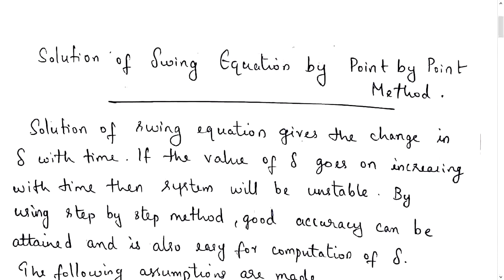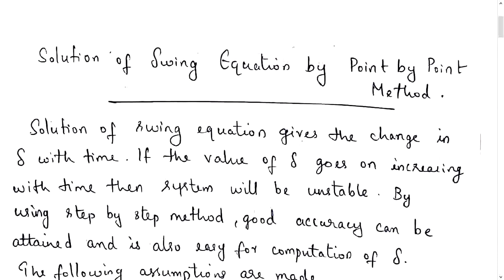By solving the swing equation, we can say something about the stability of the system. If delta goes on increasing with time, then the system will be unstable. If the value of delta increases and then decreases, then the system will be stable. So the swing equation is used to determine the stability of the system, and by solving it we can say whether the system is stable or not.